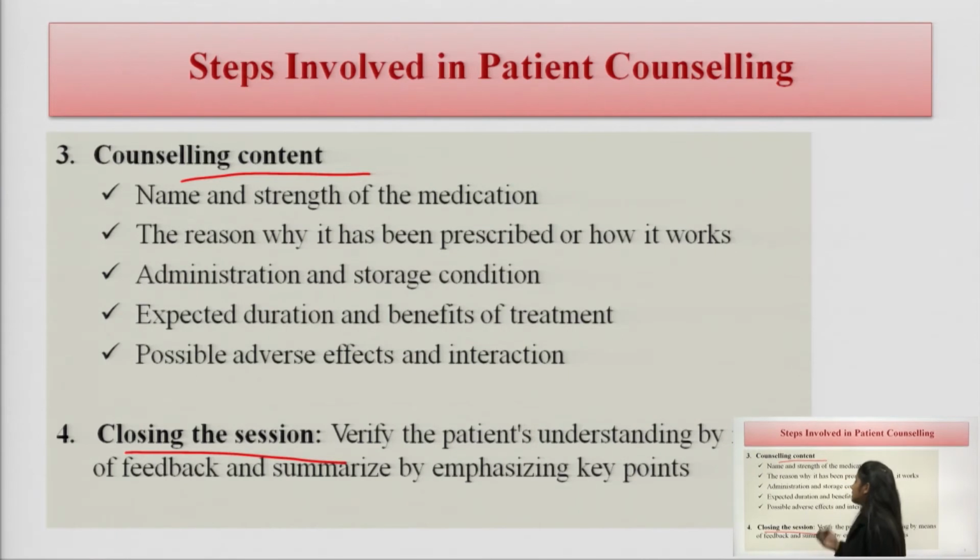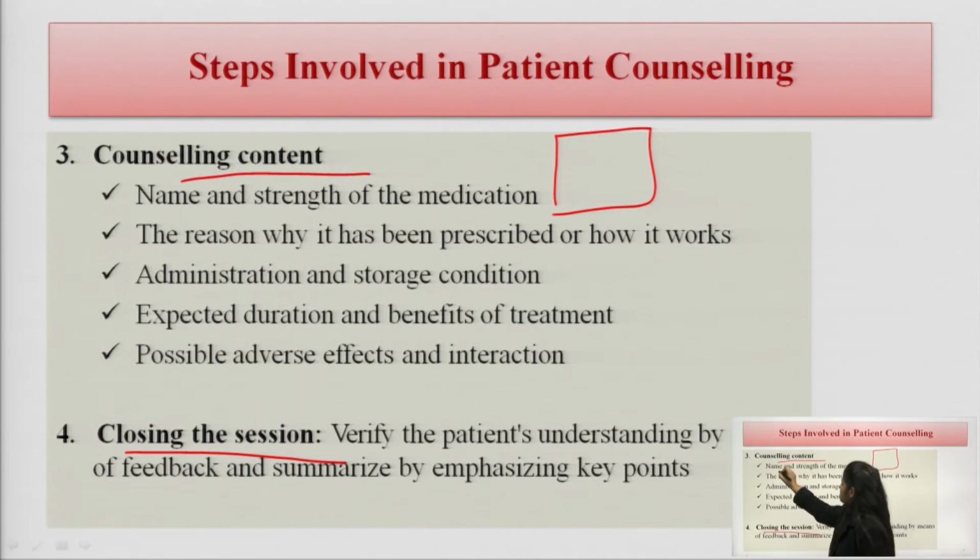Another is the counseling content. Once the pharmacist has all of this data, what will the pharmacist do? The pharmacist will tell the patient what drugs the physician wrote on the prescription order. So the pharmacist will see the names, the strength of the medication, and will tell the patient why this drug is important, why this dose is important, what happens if this dose is missed. The reason why it has been prescribed is very important to tell the patient, as when the patient gets to know, the patient will adhere, the patient will comply. So it is very important to explain the reasons why it has been prescribed, how it works, what the mechanism is.